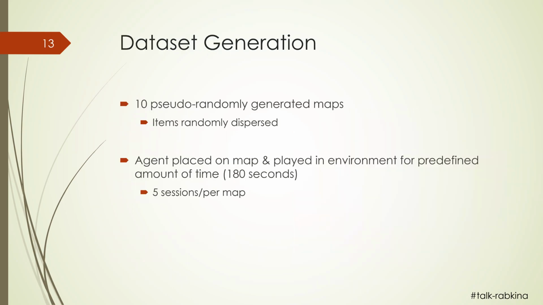To generate the data set, we made 10 pseudo-randomly generated maps with items randomly dispersed throughout them. And we had the agent play on each map for 180 seconds. We found that 180 seconds is plenty of time for the agent to complete several full plans. Depending on the plan, the map, and the available resources, how many plans it completes during that time varies, which is why we then had to subsample from that set. But we had 5 sessions on each map. You can do the math to approximate how many traces we actually ended up with.